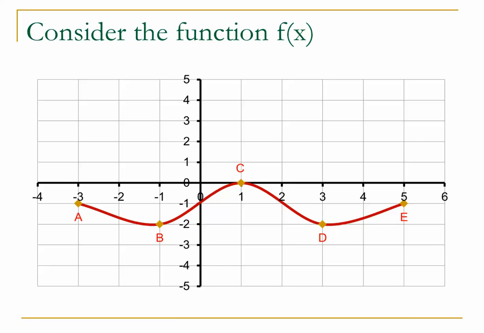Let's put a picture to that. It makes much more sense. So if we consider the function f of x, this is just a random function. It doesn't matter what the equation is. We're not going to need the equation, so we're not going to talk about it. This is just a random graph, and we have the points labeled A, B, C, D, and E. And we're going to use this graph to do some transformations.